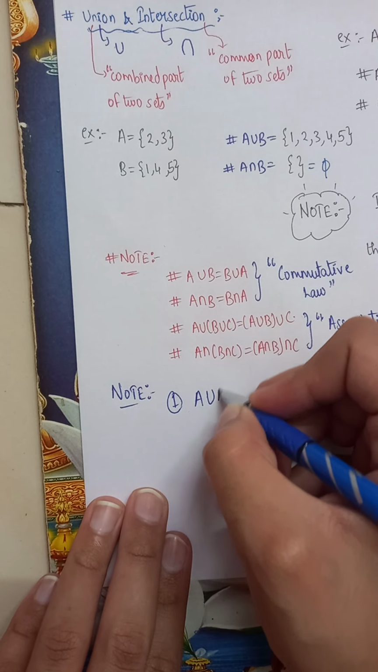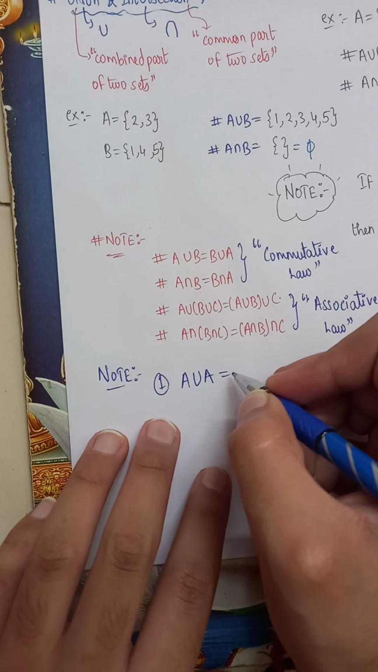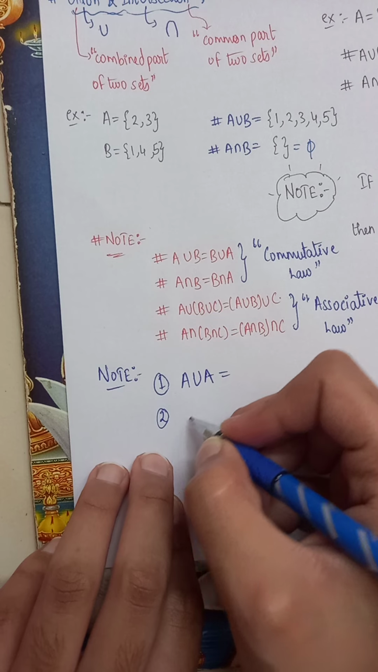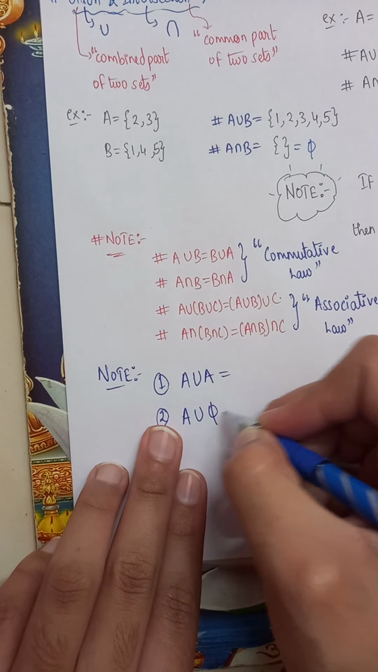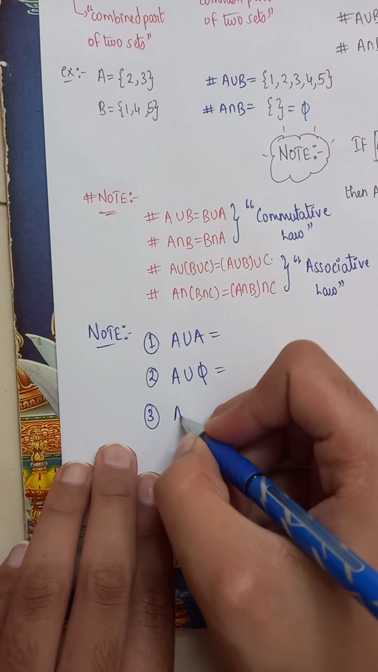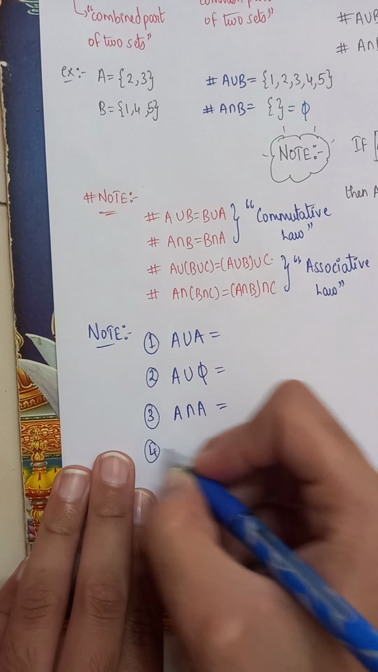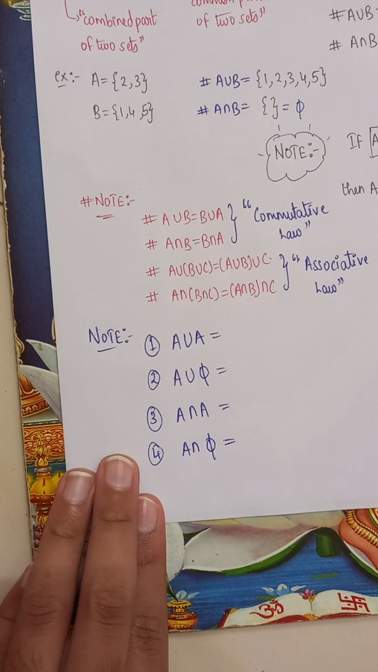Suppose A union A. If we take the union between the same sets, then what will happen? Second question: if we take the union of a set with an empty set, that is φ, then what will happen? Third, if we take A intersection A, then what will we get? And fourth, if we do A intersection φ, intersection between a set and an empty set, then what will we get as the answer?